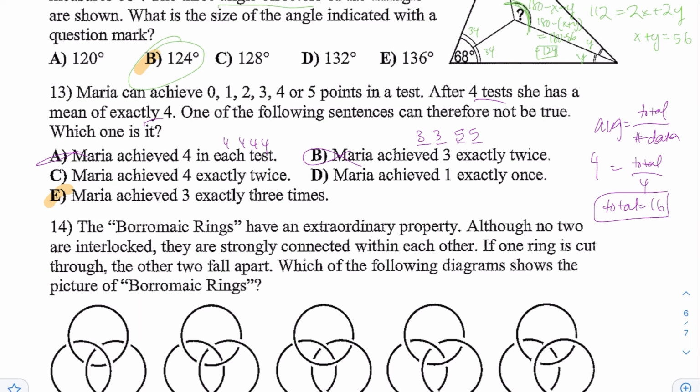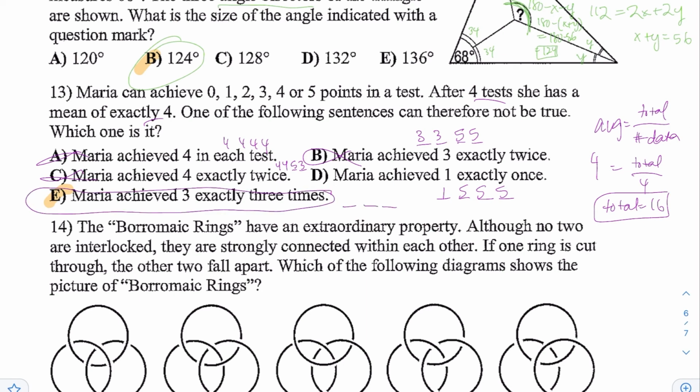For C, Maria achieved 4 exactly twice. You can have 4 and 4. And the last two have to add up to 8. So you can have 5 and 3. So that's fine. And for choice D, Maria achieved 1 exactly once. You can have a 1, which means the last three have to add up to 15. And you can have that. You can have 5, 5, 5, because 1 plus 5 plus 5 plus 5 is 16. Which means the answer has to be choice C based off the process of elimination.